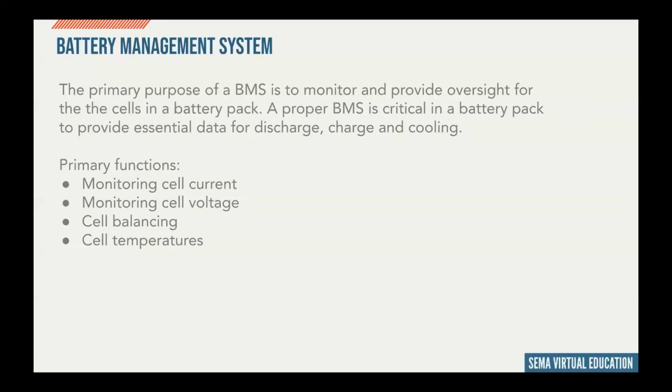So the BMS system within a battery pack is one of the more critical parts of a battery pack. And it is critical because of safety and proper use of the cell within the system. It's something that serves these primary functions, but there's many different design concepts.